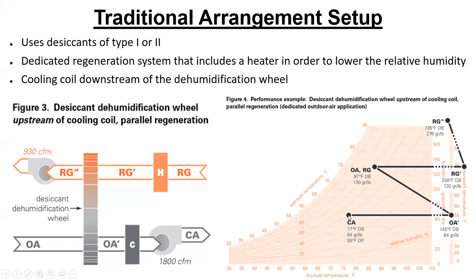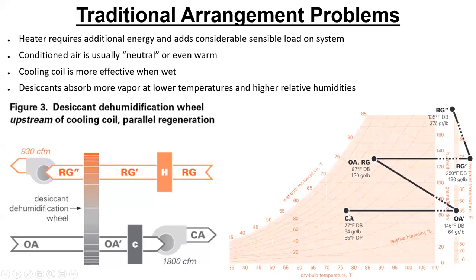Under the tag there on figure 4, it says performance example, desiccant dehumidification wheel. The location of the wheel is upstream of the cooling coil, because we're going to have several configurations that we're going to talk about here. So this is upstream of the cooling coil, parallel regeneration, which means I have a separate regeneration system in order to make this work. I think that's pretty much that slide.